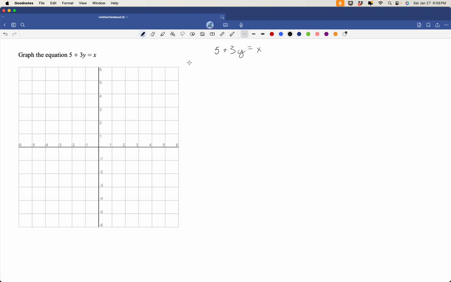So we know the proper format looks like y by itself, right? We have to get y by itself and put the x and the other term on the right side. So let's subtract 5 from both sides. Okay, that removes it. So now we have 3y equals x minus 5. However, we don't want to have a coefficient with the y. We have to have just y by itself.